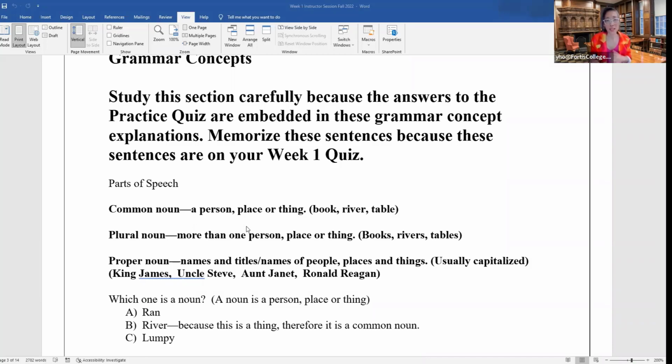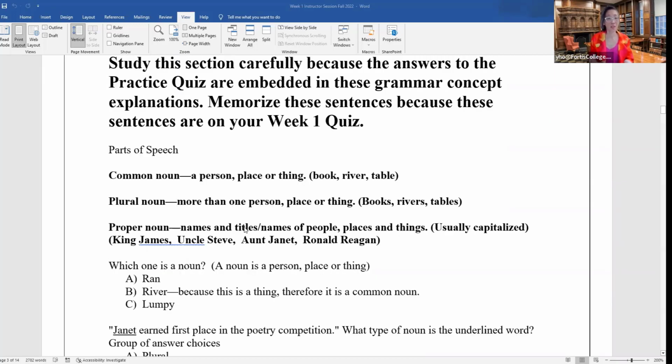You can memorize these sentences because these sentences, especially the ones that are colored in, are on your week 1 quiz. The first part of speech is a common noun. A common noun is a person, place, or thing. For example, a common noun would be a book, river, table, or my banana. And so that's a common noun. Plural noun means you have more than one person, place, or thing, such as books, rivers, tables.